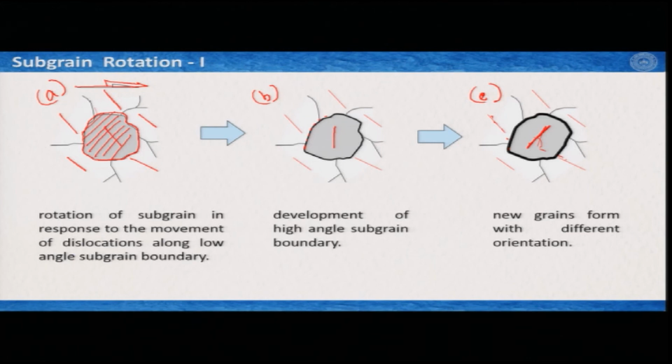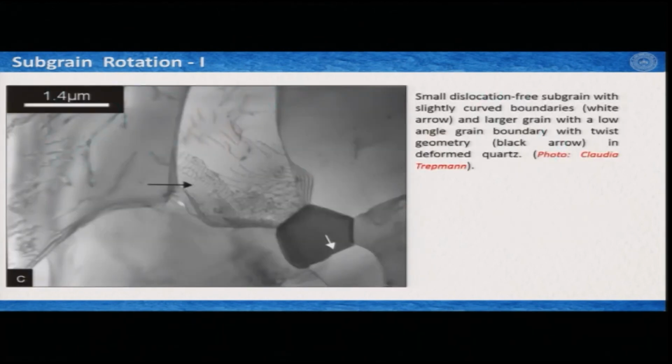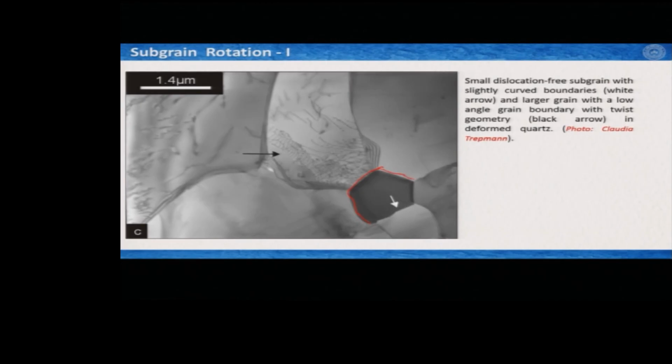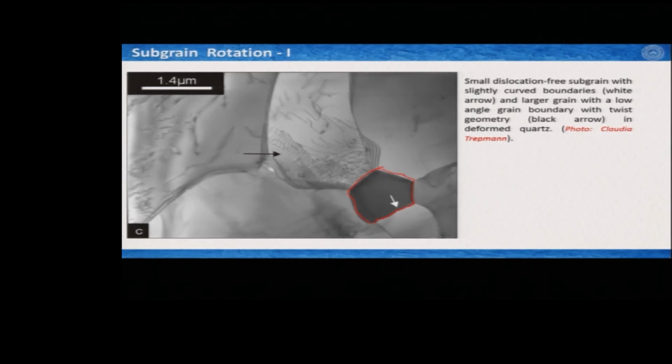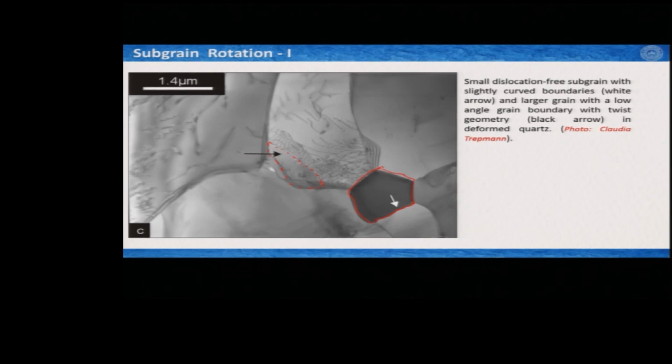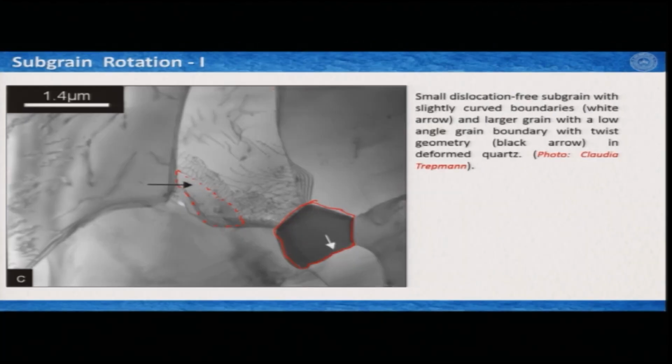So, these things do happen at the grain boundaries, and if we try to look at that, this is how it has happened in this TEM image. For example, this one: the small dislocation-free subgrain with slightly curved boundaries, white arrow here, and a larger grain with a low angle grain boundary with twist geometry. So, this one is another. We are not going to go into the details of this twist geometry and so on, but this is certainly a small grain compared to this large grain, as you can see here, this one, this one, this one and this one.